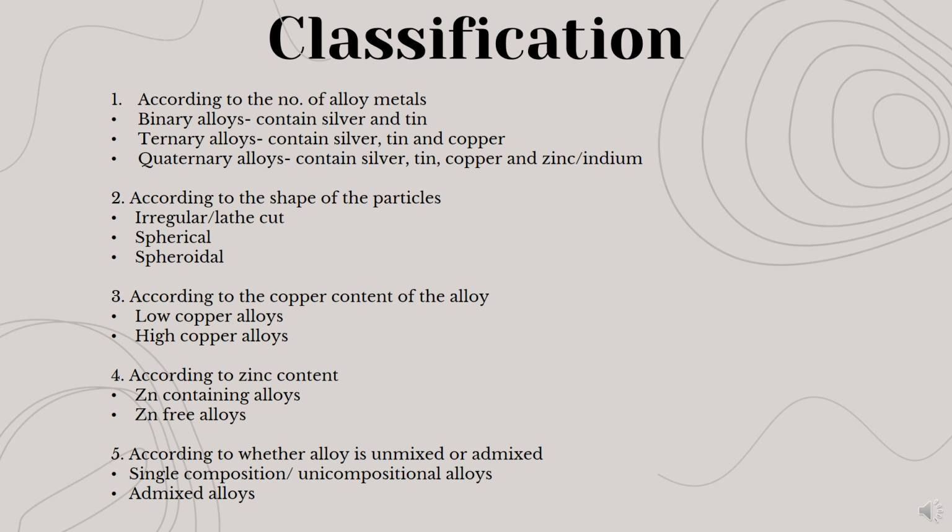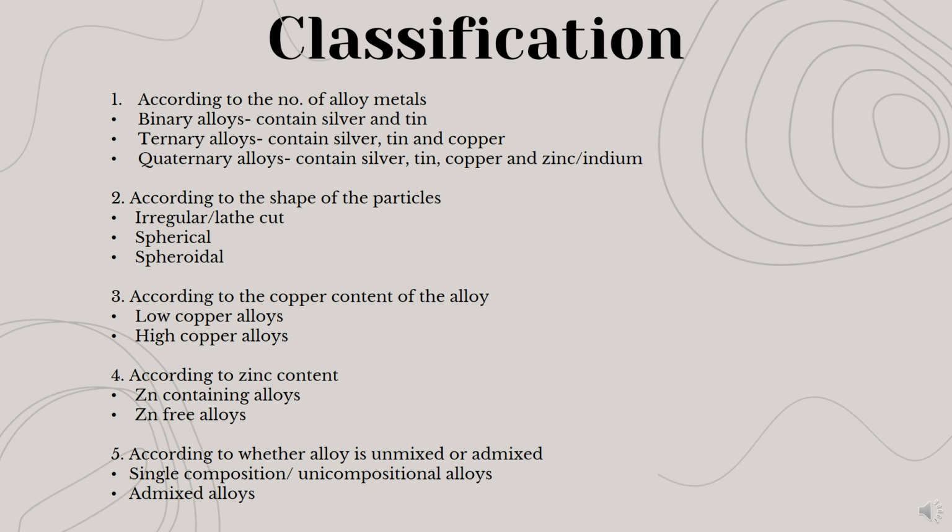According to the shape of the particles, they can be irregular, in which alloy particles are irregular in shape in the form of spindles or shavings. They're also called lathe-cut alloys. Then spherical, in which the alloy particles have a smooth spherical shape. And spheroidal, in which the alloy particles are spherical with irregular surfaces.